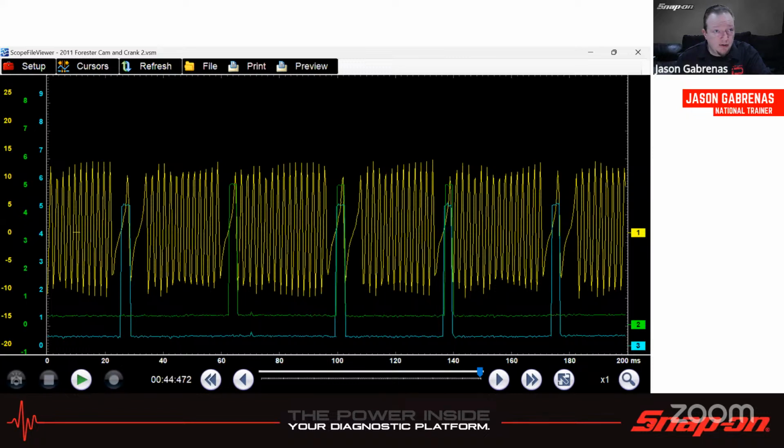So having a known good is pretty necessary for this, but in this example, this one happens to be a known good on my Subaru Forester. The yellow line is the crank sensor. It is an analog crank sensor, so it goes on either side of 0.